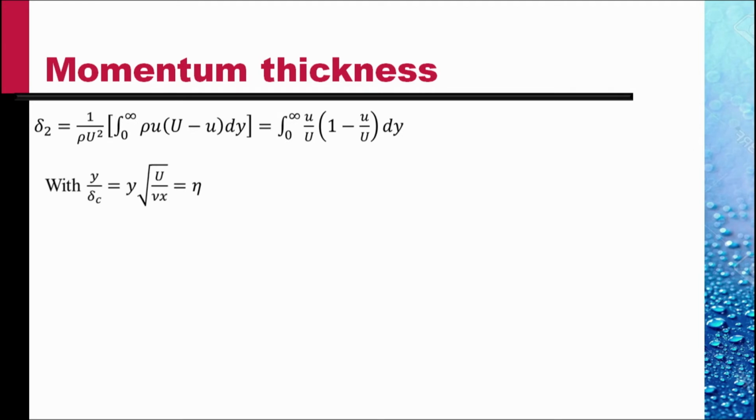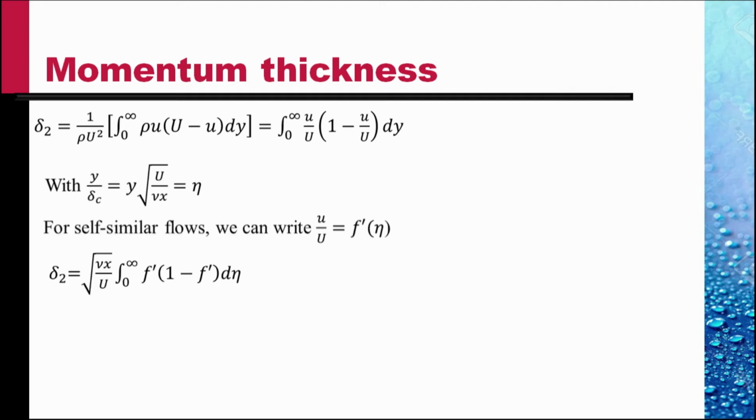So with y divided by delta, the characteristic thickness in the y direction, as under root nu x by U, we get y times root U by nu x equal to eta, as introduced by Blasius. And then u by U is f prime of eta, and we get delta 2 as under root nu x by capital U times the integral from 0 to infinity of f prime times (1 minus f prime) d eta. This clearly is independent of x.